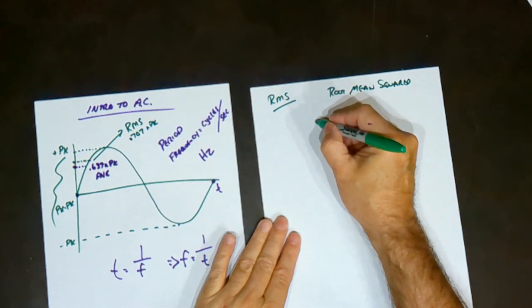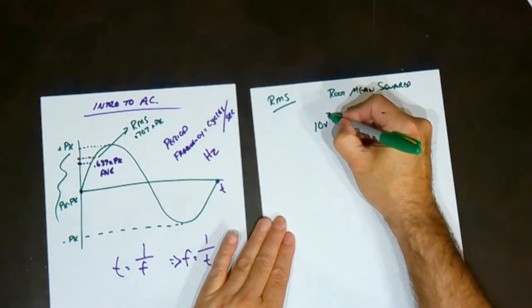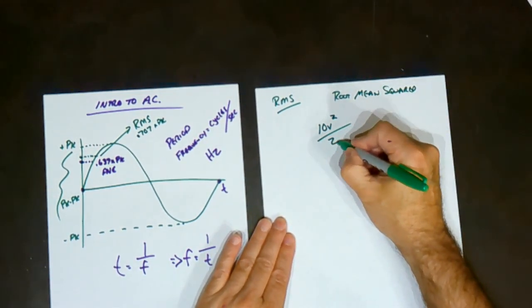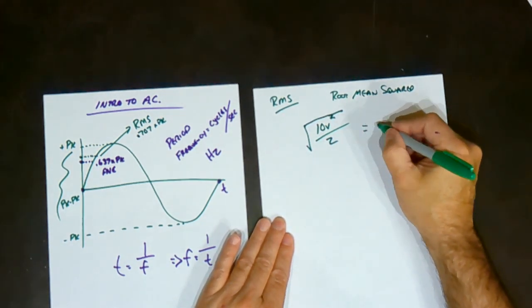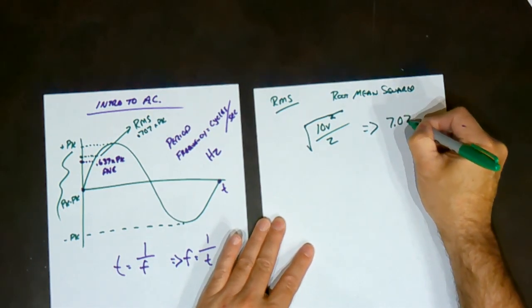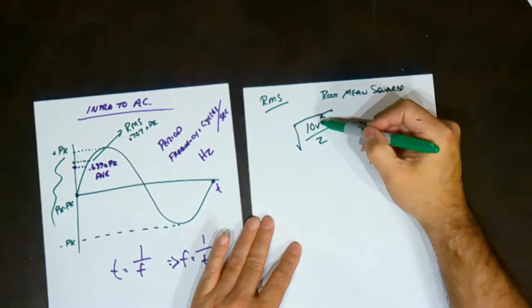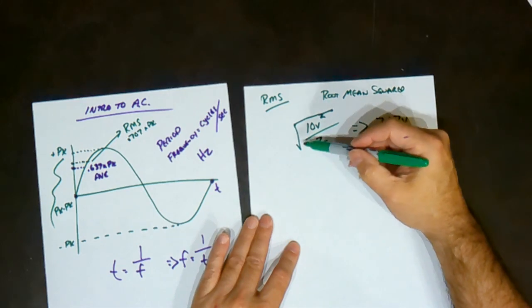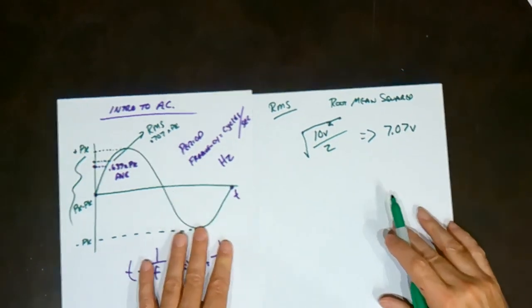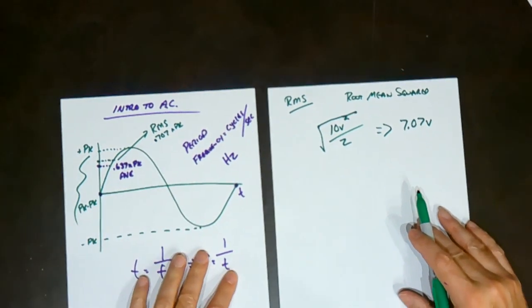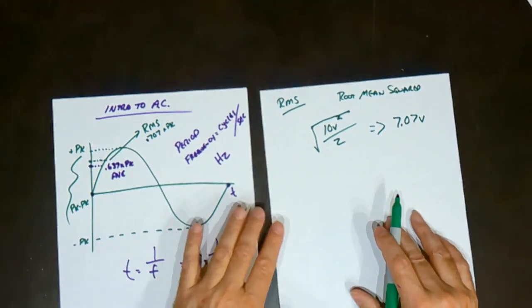So let's say I had a peak value of 10 volts. If I take that 10 volts and I square it, and then the mean is that middle point, divide by 2, and then the square root, this is actually 7.07 volts. So if I have a 10 volt peak, I square it, divide by 2, and take the root, I get 7.07. So this is how this 0.707 times the peak is derived. So that's what it stands for, but what does it actually mean?